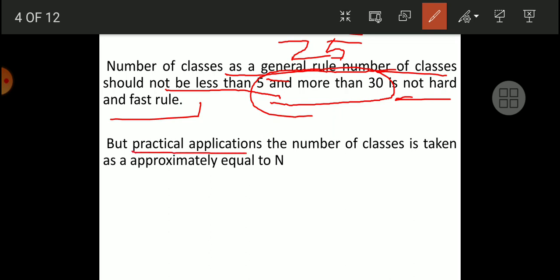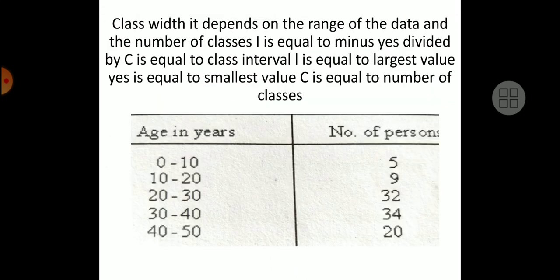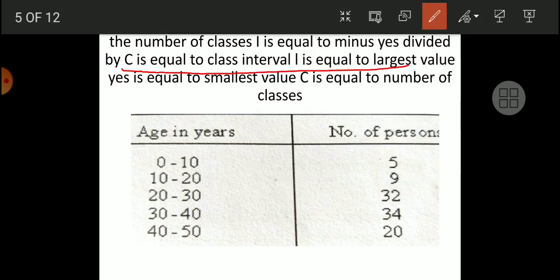But in practical applications, the number of classes is taken as approximately equal to the square root of n. Okay. Now the class width depends on the range of the data and the number of classes, that is, the range is divided by C. This is a little information I have given, but it is not that important. When we see the example, we will come to know exactly what happens.